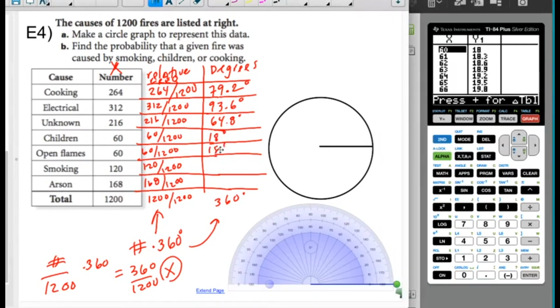This is also 18 degrees. This is definitely a 1/10. 120 over the 1200 is definitely 1/10. So this is going to be 36 degrees. Sorry, didn't mean 360, I meant 36. There we go. And that's fine. If you need to type it in, you certainly could.